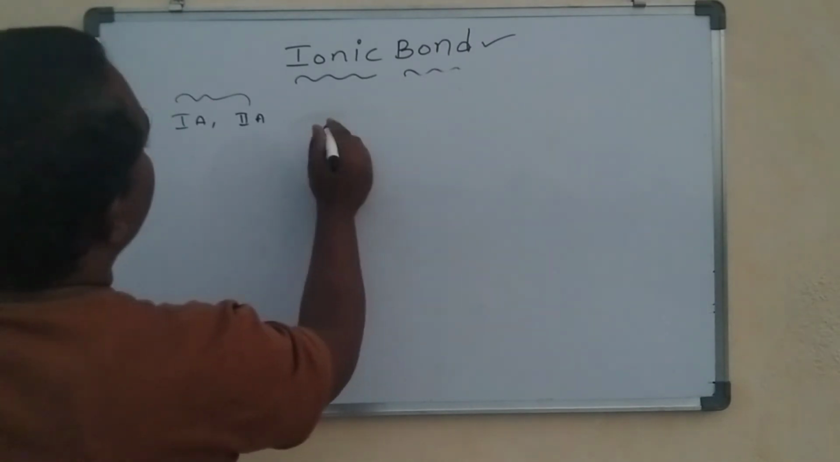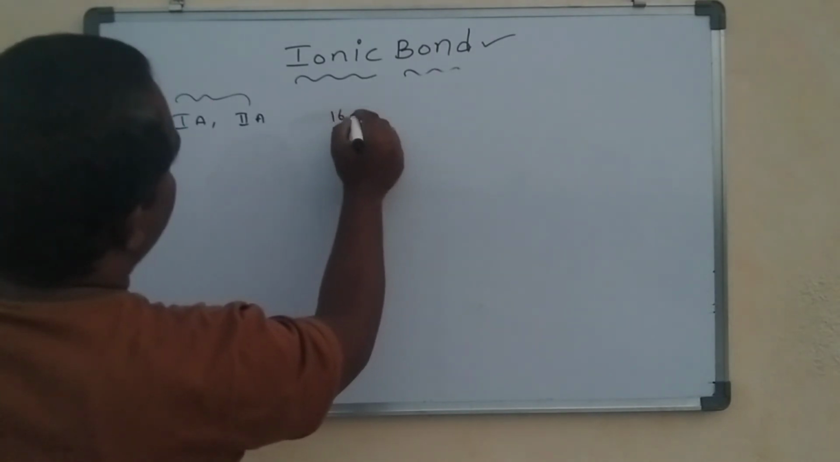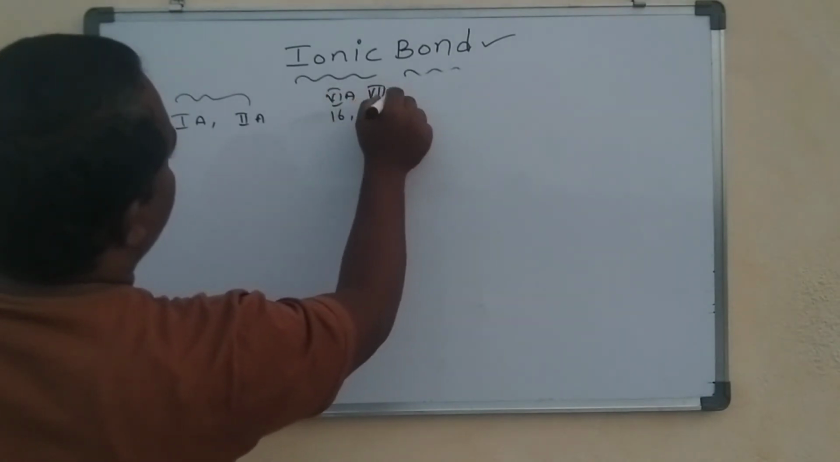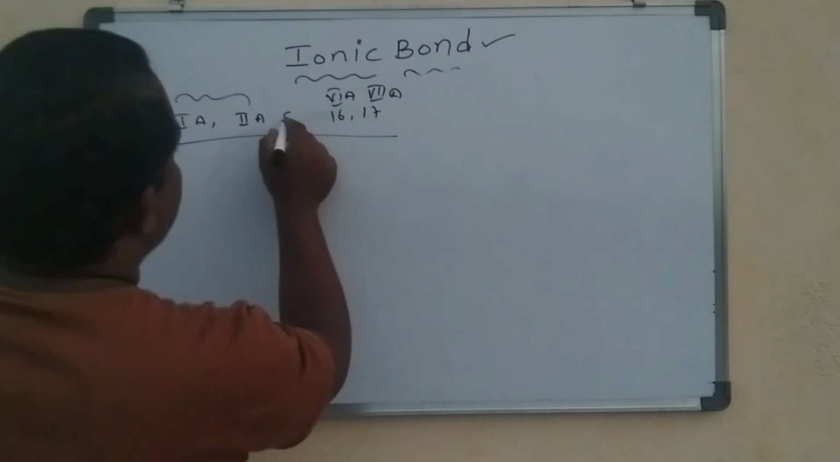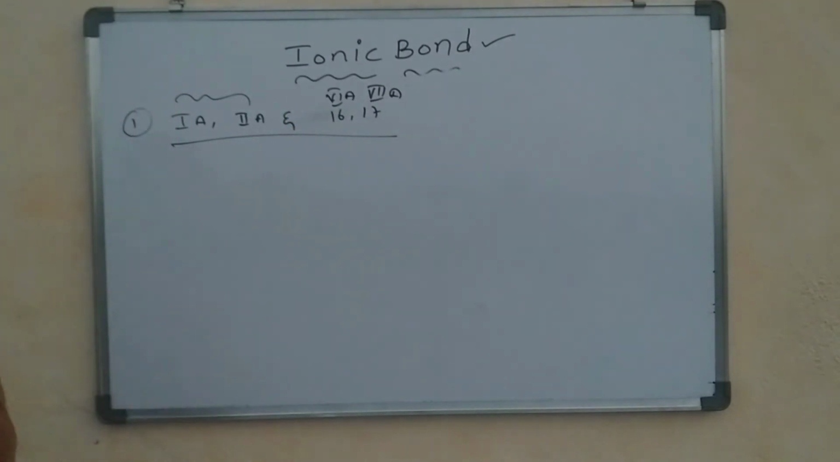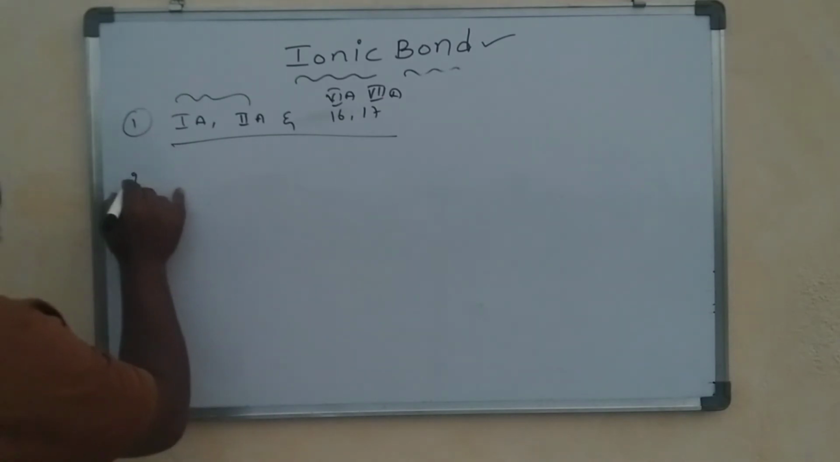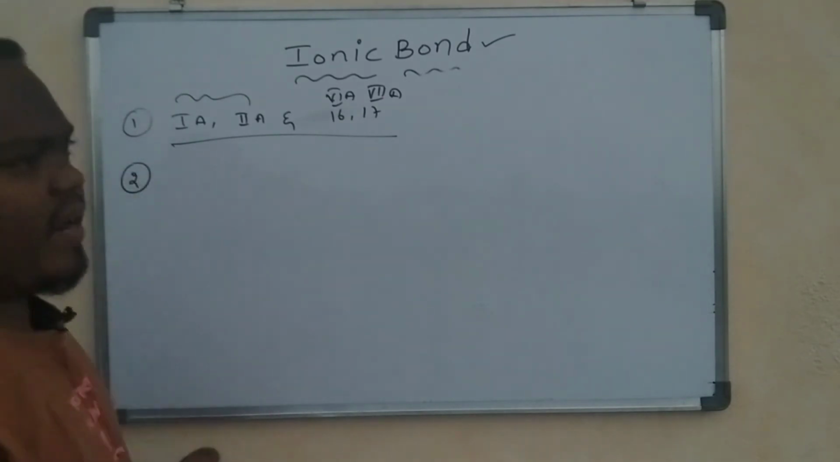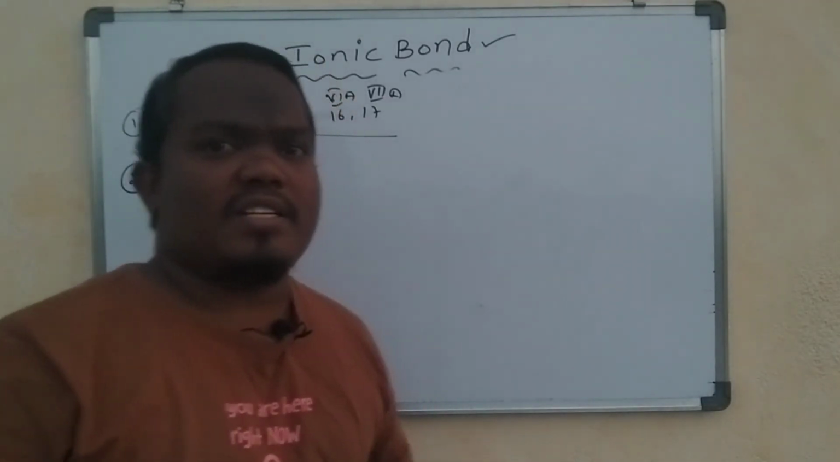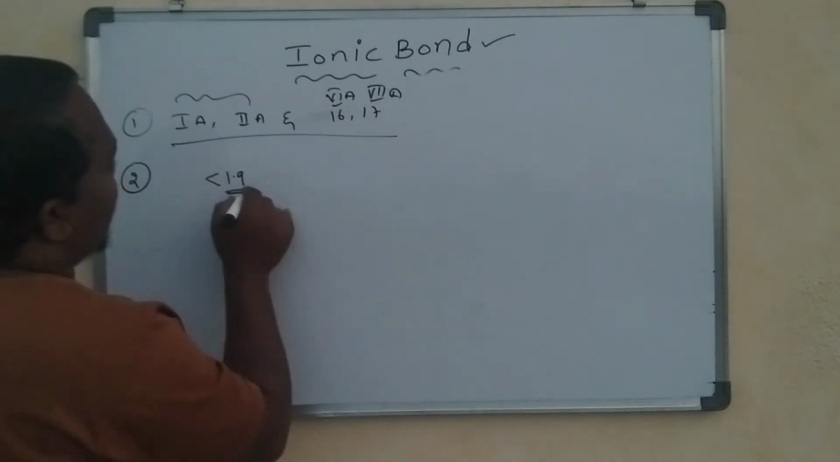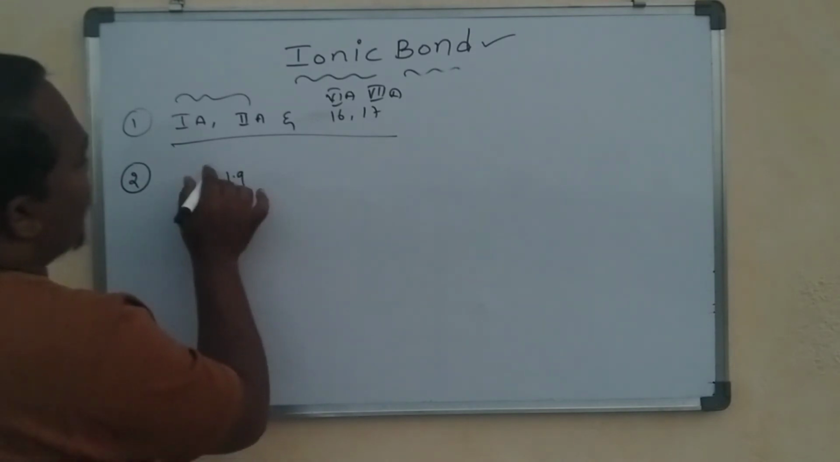and they combine with the 16th and 17th group, that is, the 6A group elements and 7A group elements. So generally these groups will form ionic bonds, and to form an ionic bond, there should be an electronegativity difference of more than 1.9.